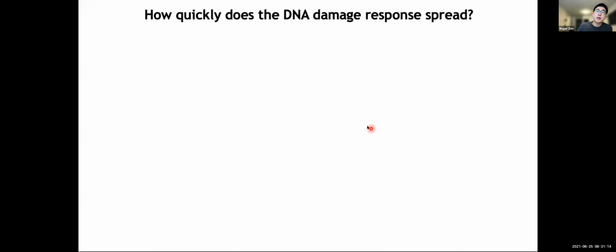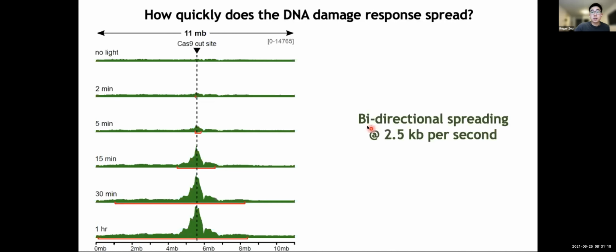We can also measure how quickly the DNA damage response, specifically damage-induced histone phosphorylation, spreads from the cut site. To do this, we perform ChIP-seq for gamma H2AX as a function of time. We measure the enrichment width at each time point, and we can determine the speed of its bidirectional spreading, shown here, to be approximately 2.5 kilobases per second. Interestingly, this speed is consistent with the speed of loop extrusion. A recent report proposed that histone phosphorylation occurs through bidirectional loop extrusion from around the cut site.